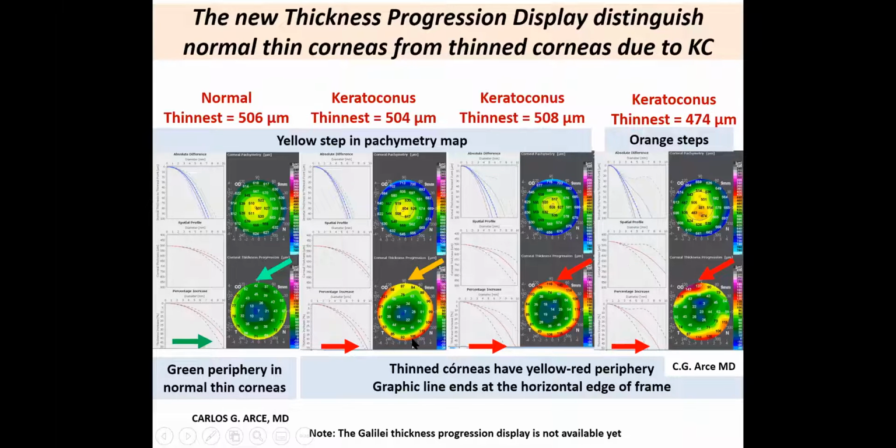This cornea is abnormal. Instead, the first cornea is a uniformly thin cornea. The third has 508 at the thinnest and is already with keratoconus. And of course, when we have a very thin cornea, less than 500, and in this case, the map finished at the periphery with different colors because we have scars in this cornea. So there is not a uniform thickening going to the periphery.